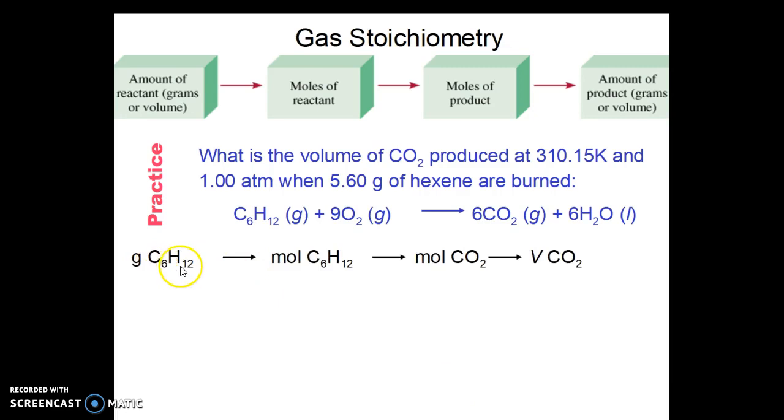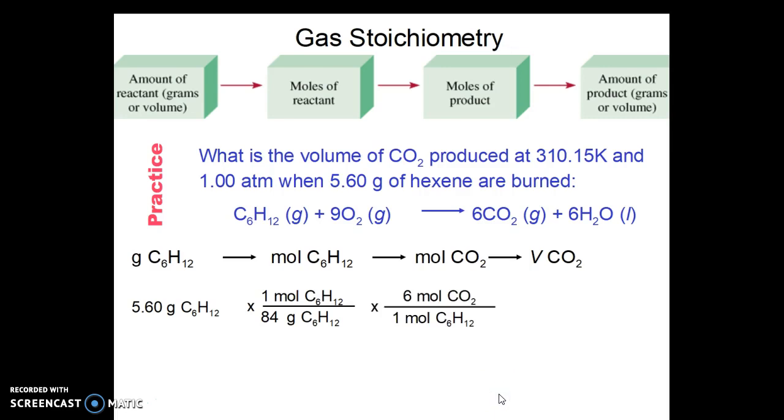We can go from grams of hexene, which we're given, to moles of hexene. Then, using the balanced chemical equation here, we can go to moles of carbon dioxide, and using the PV=nRT relationship, we can go to volume of carbon dioxide. We do that here. 5.6 grams of the hexene, we multiply by the reciprocal of its molar mass, and then we go to the equation and see there's 6 moles of carbon dioxide produced per mole of hexene burned. Everything drops out except the carbon dioxide moles, 0.407 moles of carbon dioxide.